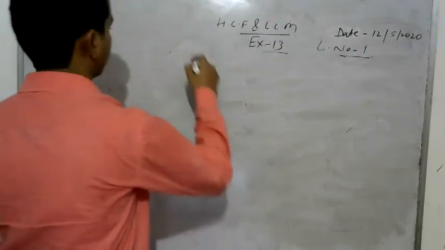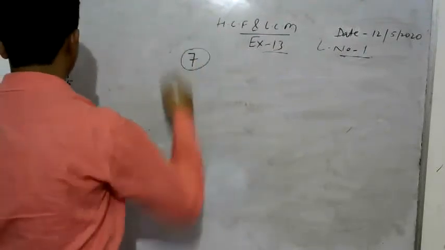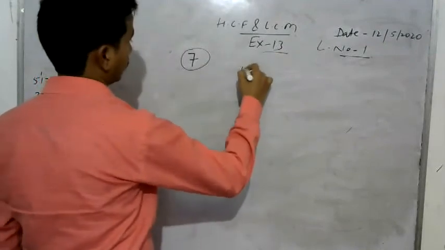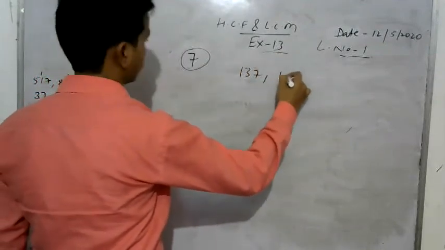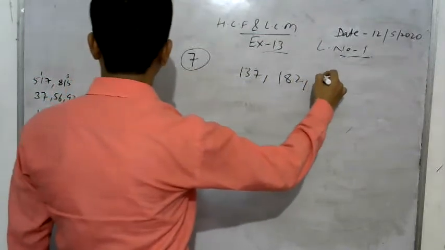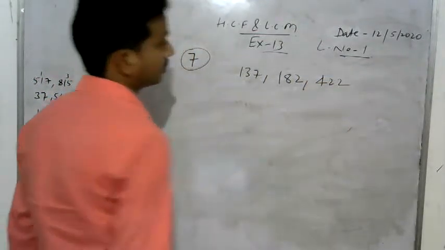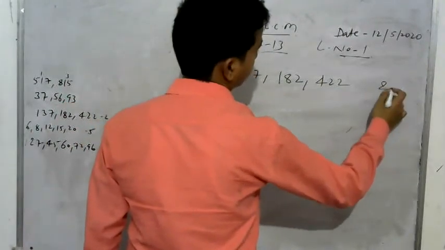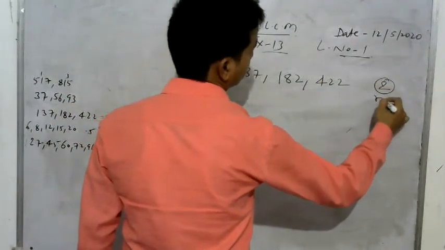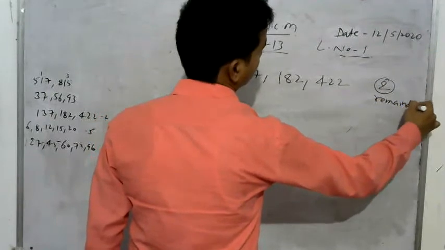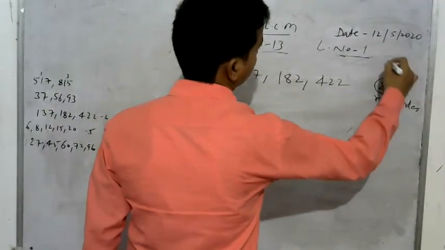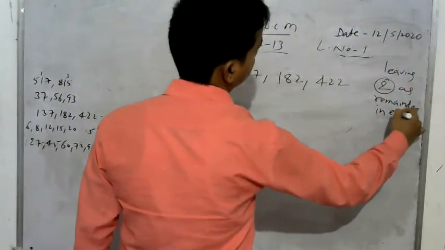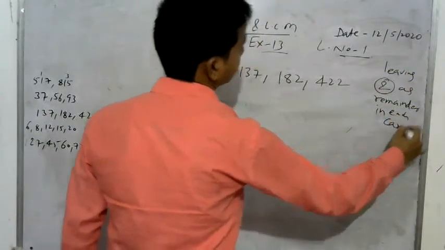Next problem. Find the greatest number that will divide 137, 182 and 422, leaving 2 as a remainder in each case.